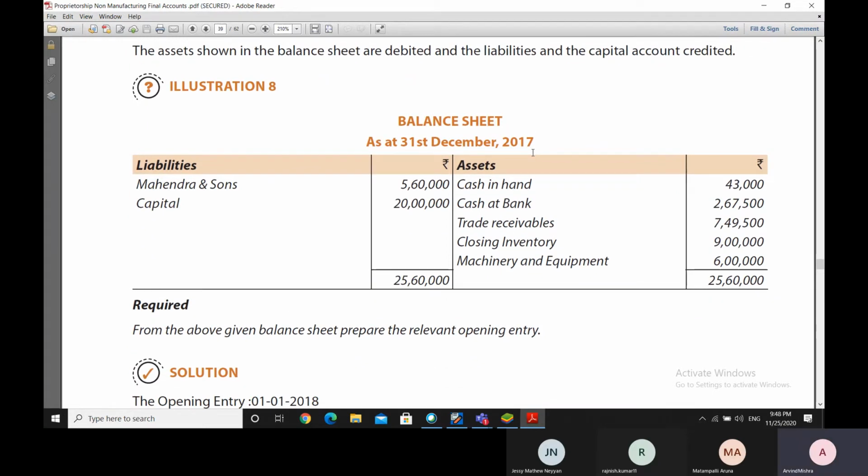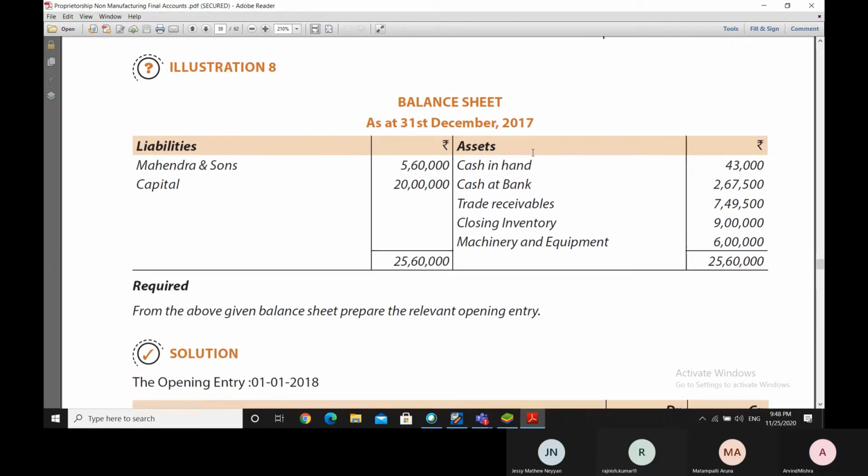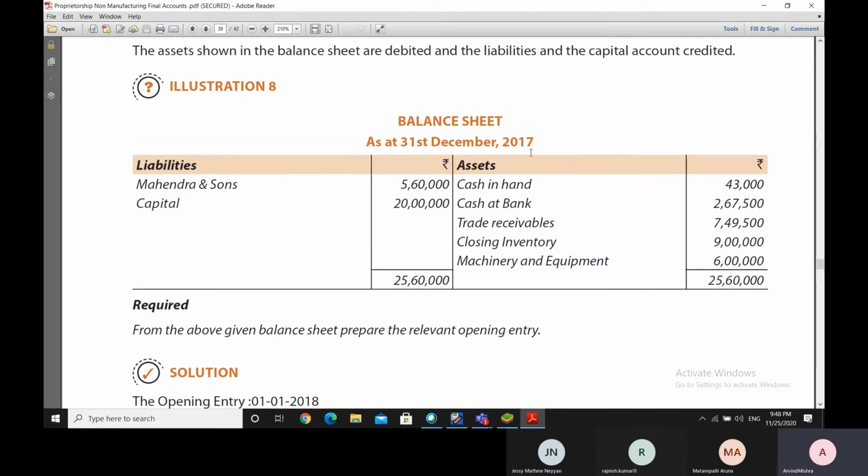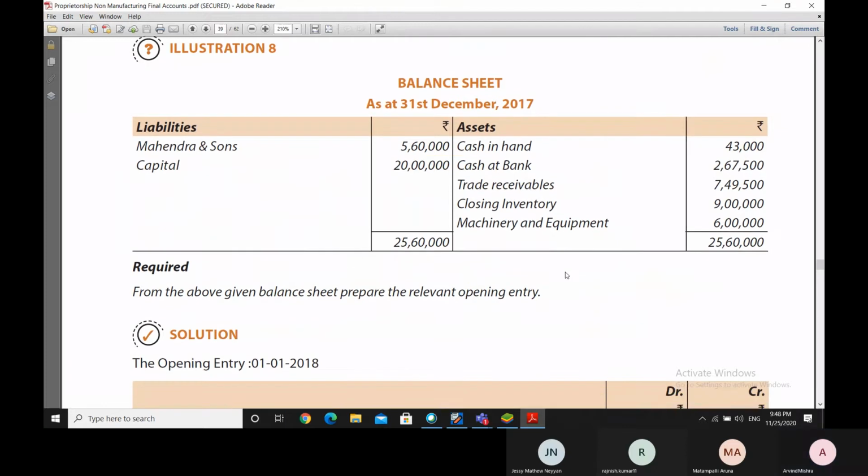Now, as a matter of illustration, we have a balance sheet here, starting on the asset side from the most liquid asset to the least liquid asset. And on the basis of the information given in this balance sheet, which is as on 31st December 2017, we have to prepare the relevant opening inventory.